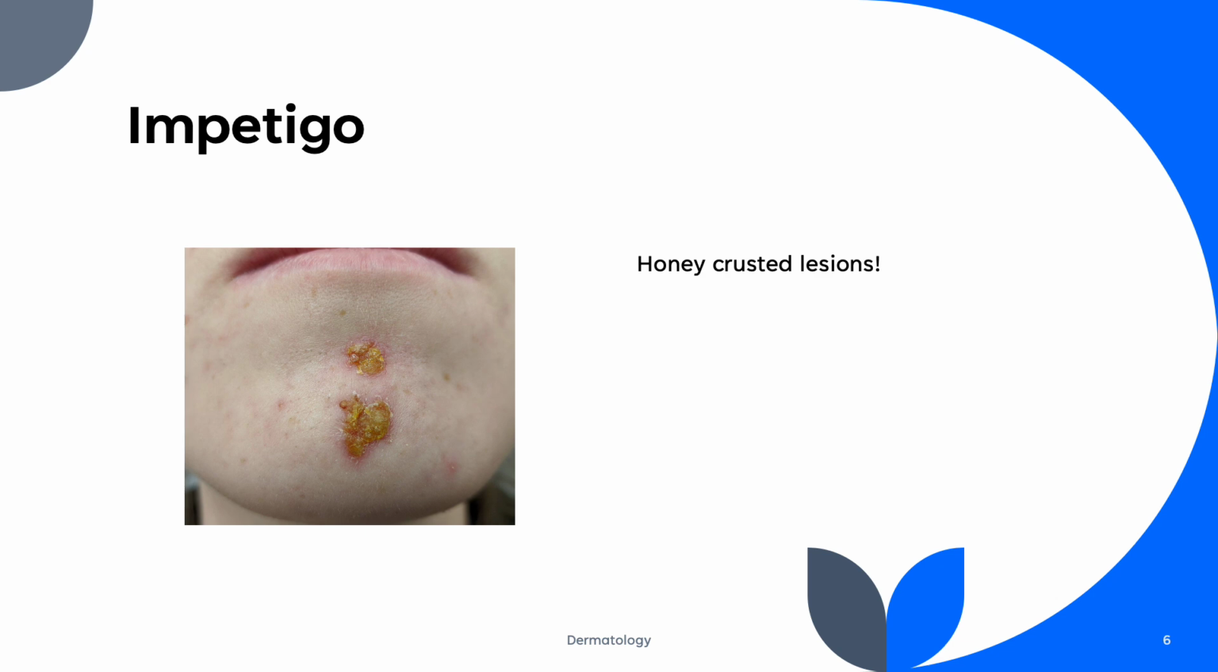Transmission. Impetigo spreads rapidly through direct contact with infected skin or contaminated objects, making it particularly common in crowded environments like schools and daycares. For treatment options, topical antibiotics like mupirocin are often effective, while oral antibiotics may be necessary for more severe cases. Additionally, good hygiene practices such as regular hand washing and avoiding close contact are crucial in preventing the spread of infection.